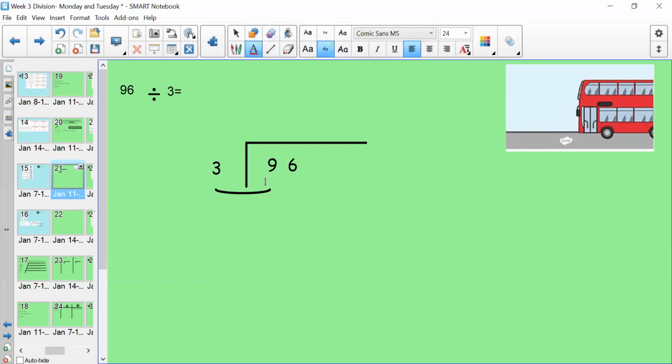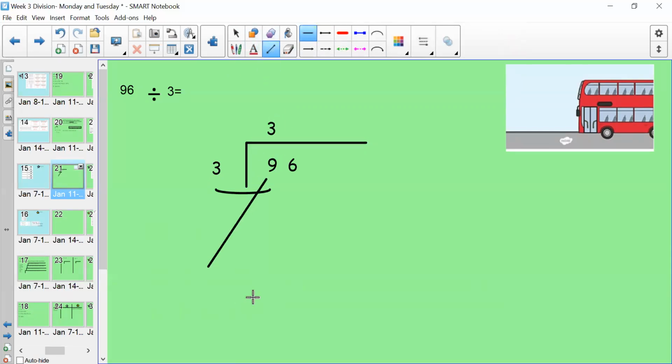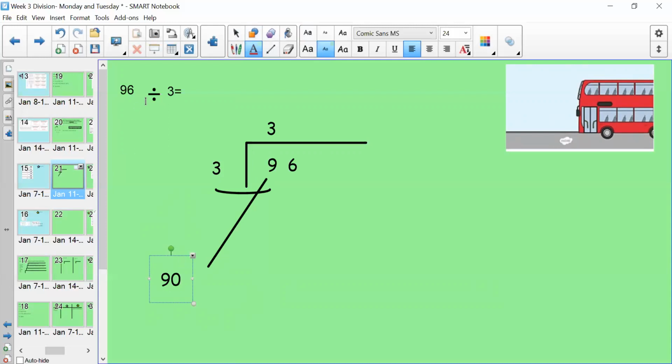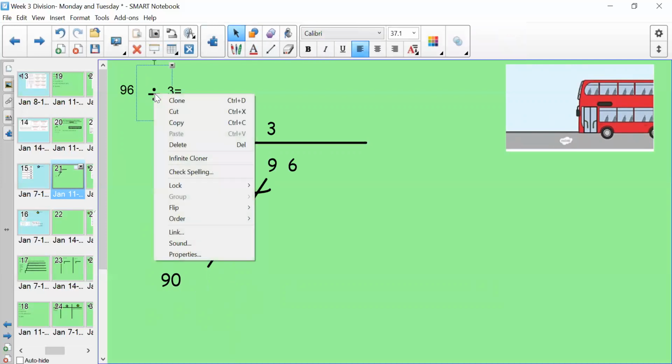So we know that 3 goes into 9 3 times. So then we put the 3 up here. Okay. But we've also got to remember that that is actually a 90. So what we're actually doing is 90 divided by 3. So it's as if we were partitioning it. That's why we did that partitioning method. So if I just get this division sum sign copied.